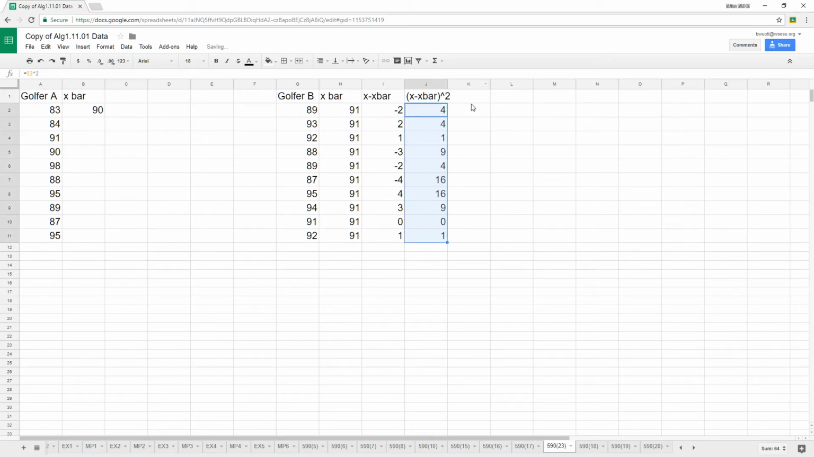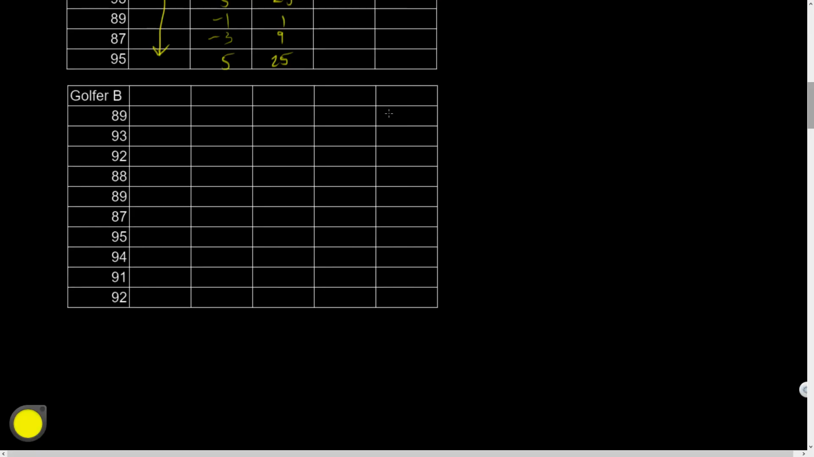This is a different golfer. That's why these numbers are different. The variance is just going to be the average of this list. And then standard deviation is going to just be the root of that number. So I get 2.5. So 2.5 is their sigma or standard deviation.